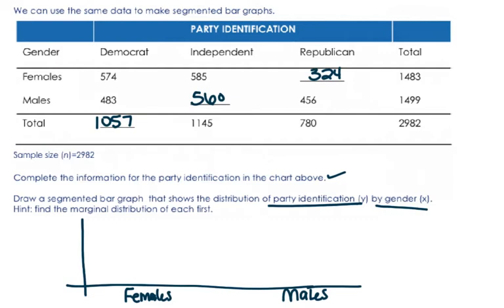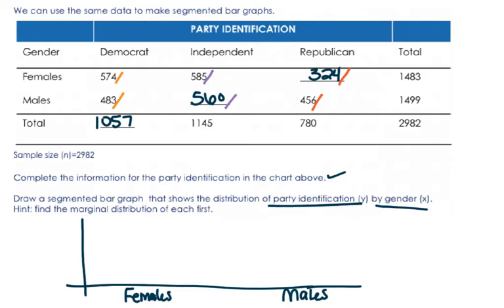And we're going to do one bar, but we're going to have it color-coded into the different party identifications. So something that makes it easier, if you'll go ahead and find the marginal distributions for each. So what I'm doing is I'm using orange to represent the Democrats, purple is going to represent independent, and Republicans are going to be red.